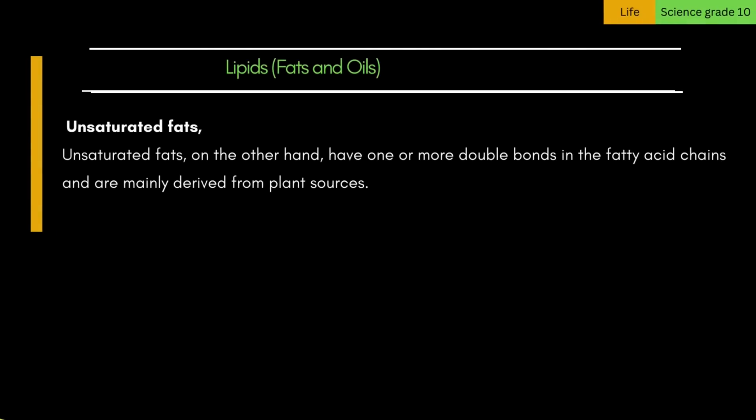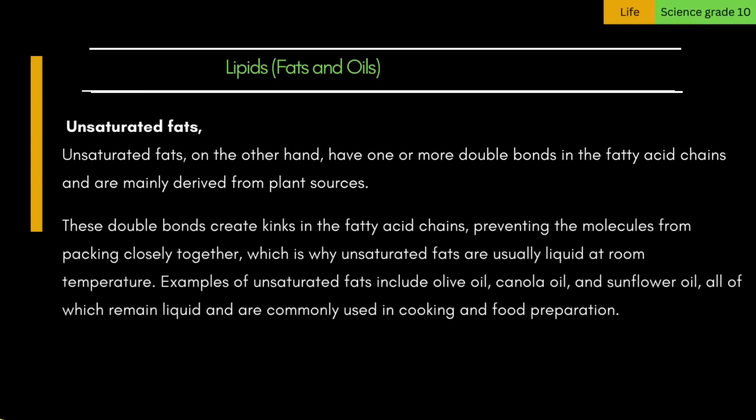2. Unsaturated fats. Unsaturated fats, on the other hand, have one or more double bonds in the fatty acid chains and are mainly derived from plant sources. These double bonds create kinks in the fatty acid chains, preventing the molecules from packing closely together, which is why unsaturated fats are usually liquid at room temperature.